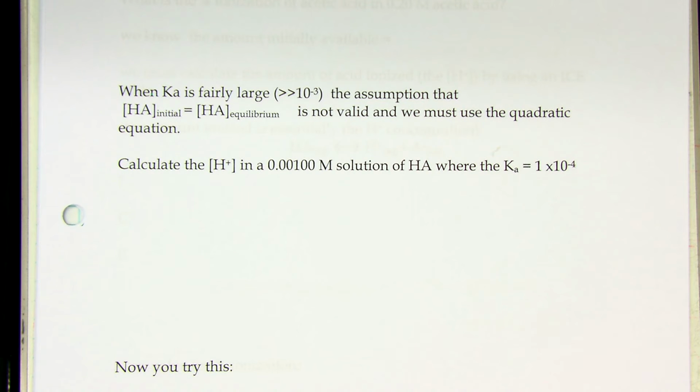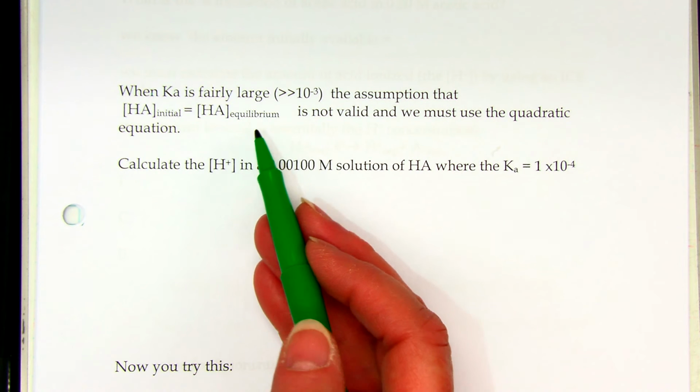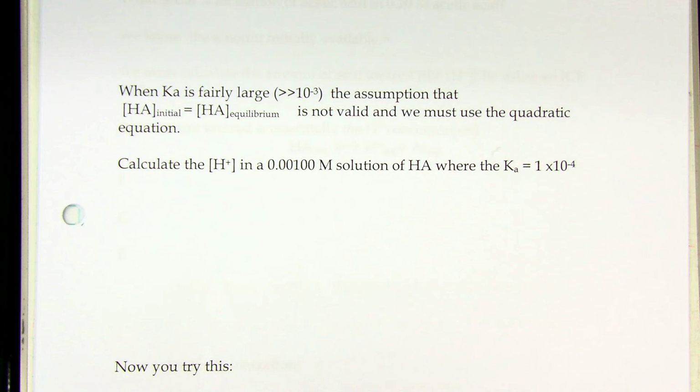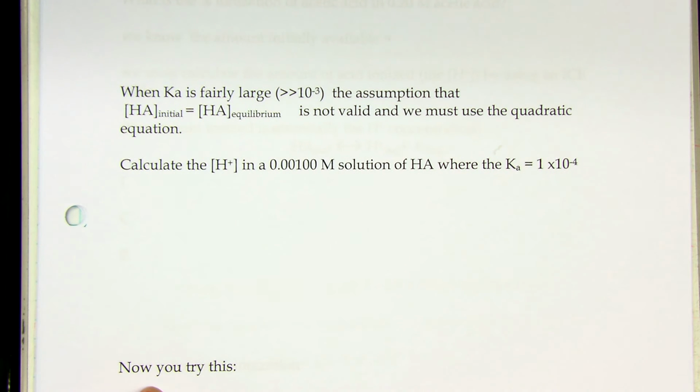Now, when we have a situation where Ka is big, and I'm saying bigger than 10 to the negative third, 10 to the negative fifth, you're always pretty good. Sometimes you can get away with a Ka of 10 to the negative third, assuming X is small, if your starting concentration is high enough and if it doesn't go out a whole bunch of decimal places. If it's like 0.50 and you're only going out 2 decimal places, you can usually get away with it. But when Ka is not small, then we have to do a quadratic. So we're going to do one just for kicks, just to show you how this is done.